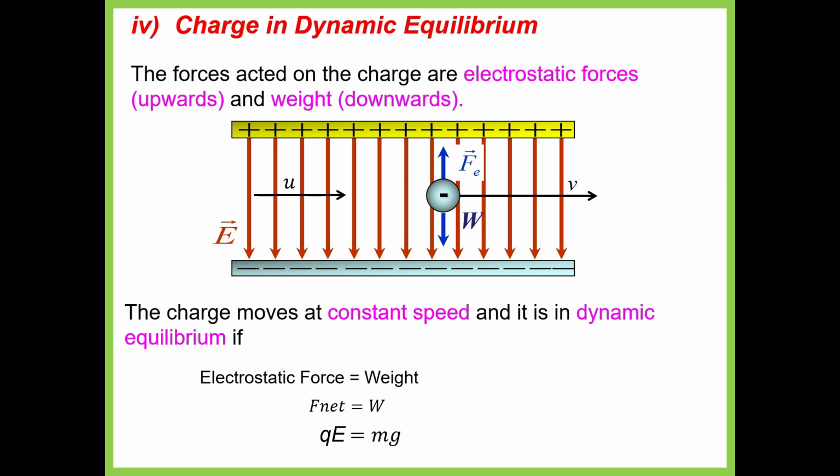Here comes the last case of charge in uniform electric field. This is the situation for charge in dynamic equilibrium. For dynamic equilibrium, again we have the electrostatic force acting upward and the weight acting downward. Both of these forces have the same magnitude, but act in opposite directions. So the charge will move at constant speed because both forces act in opposite directions, and the charge is said to be in dynamic equilibrium. And this is the motion of charge when it is in dynamic equilibrium.